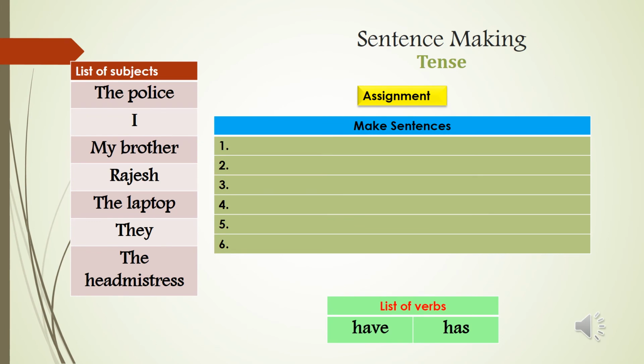So now you yourself make some sentences with have verb. You use either has or have with the subjects given in the list. The Polish, I, my brother, Rajesh, the laptop, they, the headmistress. So these are the list of the subjects and you make sentences with this.